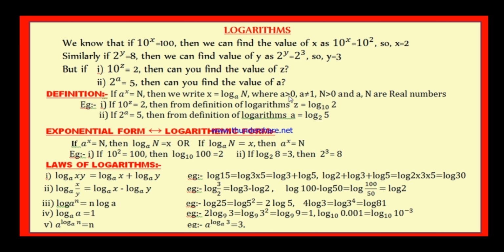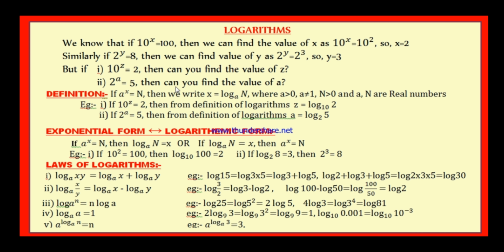Here the condition is that a should be greater than 0, meaning the base should be greater than 0, and a is not equal to 1, and n is greater than 0, and both a and n should be real numbers. I shall repeat the definition. If a power x is equal to n, then you can write x is equal to log n to the base a, where a is greater than 0 and a is not equal to 1 and n is greater than 0, and both a and n should be real numbers.